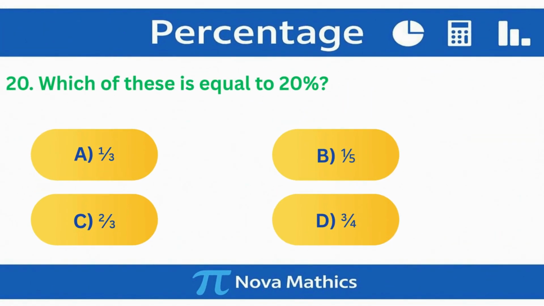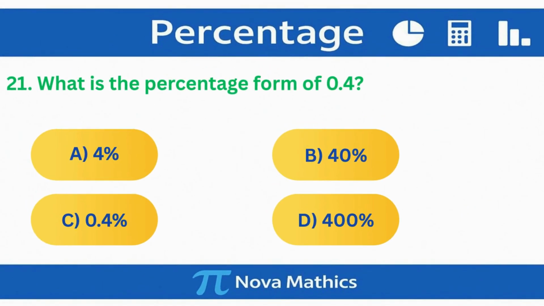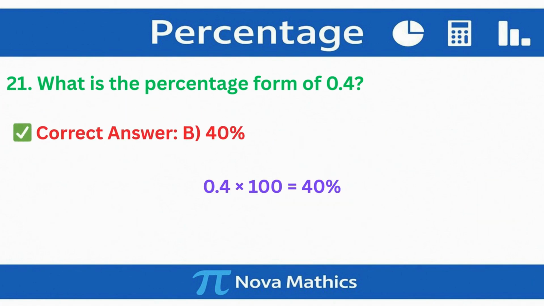20. Which of these is equal to 20%? Correct answer is 1/5. 20% is the same as 1/5. 21. What is the percentage form of 0.4? Correct answer is 40%. 0.4 is 40%.